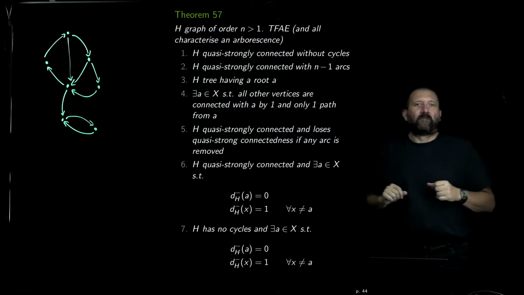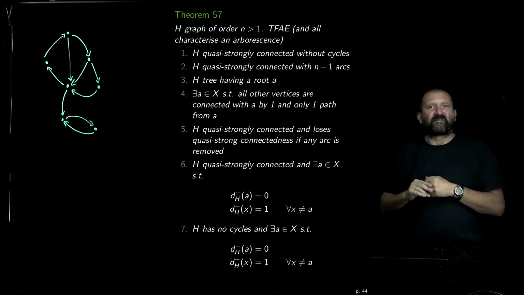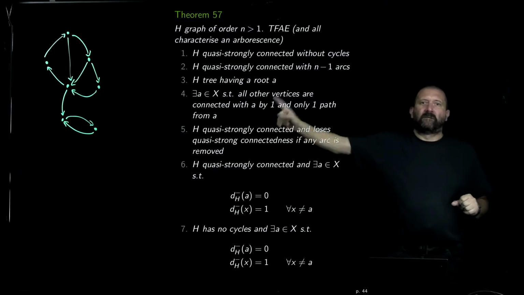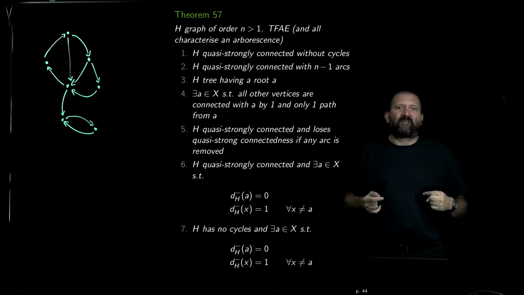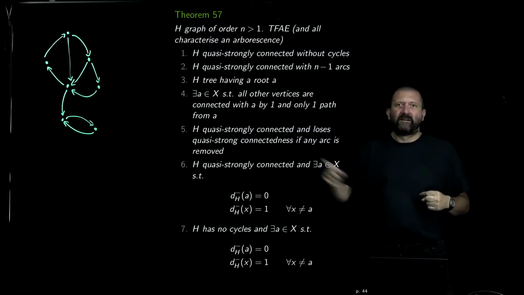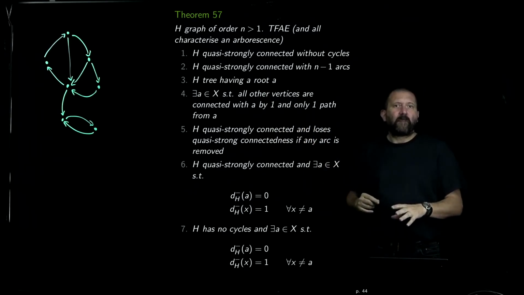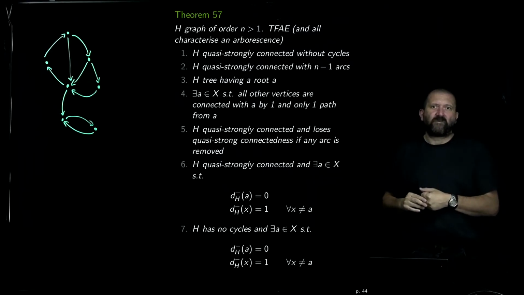Let's go through them briefly. H is quasi-strongly connected and it has no cycles. It's quasi-strongly connected and it has n-1 arcs. H is a tree that has a root. It's a tree in which you can find a root.